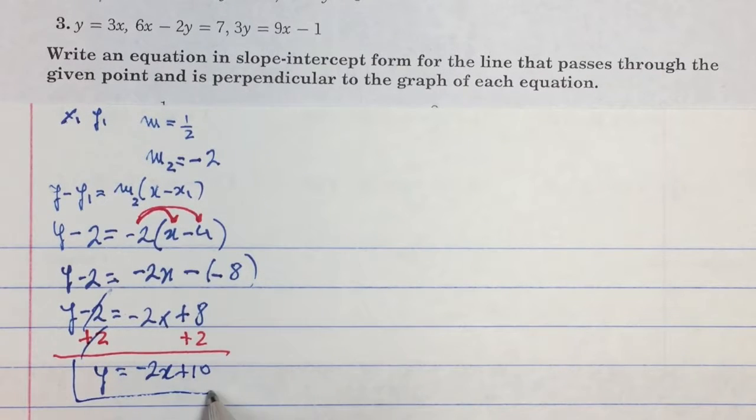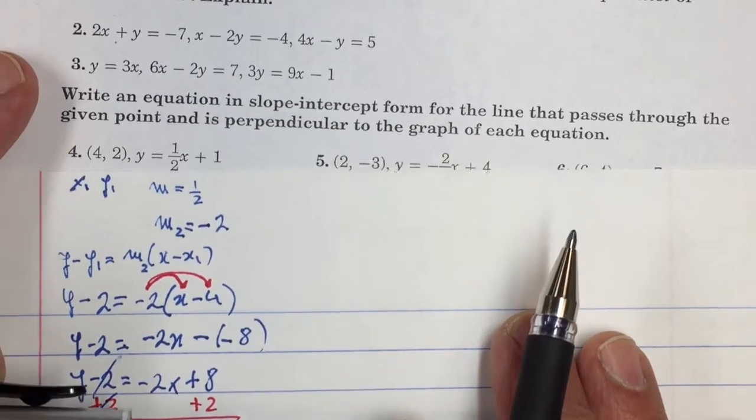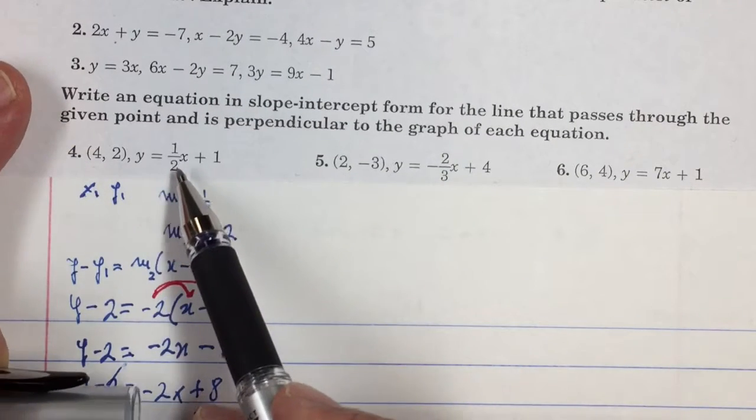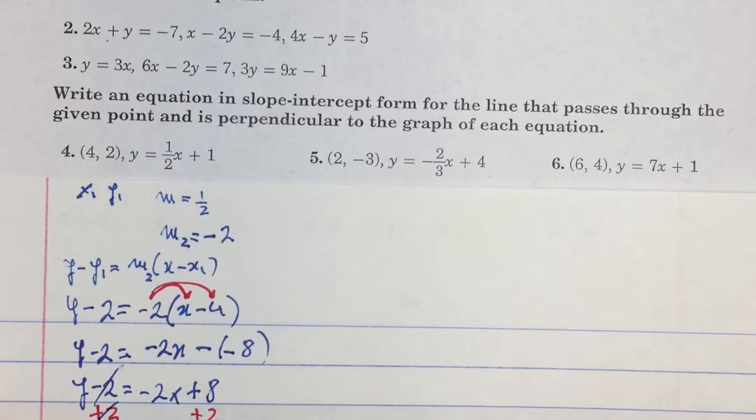This is my new line, y equals negative 2x plus 10, that is perpendicular to my line here, y equals 1/2 x plus 1. Look at that. In this one, 1/2, and in this one, negative 2, the slopes are opposite reciprocals.